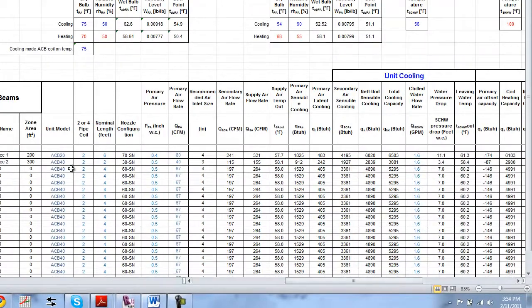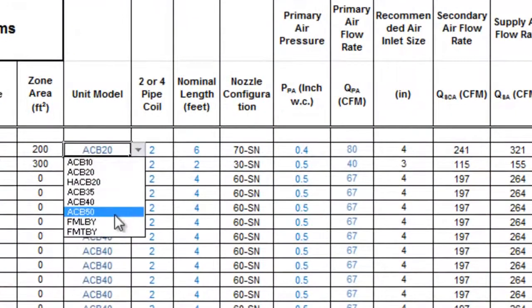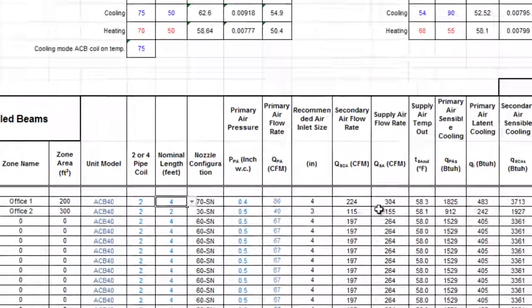Then we get to the actual area of the program where we have to undertake the actual selections. We can vary the models of the active chilled beams or induction units via this drop-down tab. And then from there on, we can adjust different technical parameters of the product, whether it's a 2-pipe or a 4-pipe system, the length of the product, whether it be 2, 4, or 6 feet in length. We can also adjust the static pressure that the system's designed to operate at.